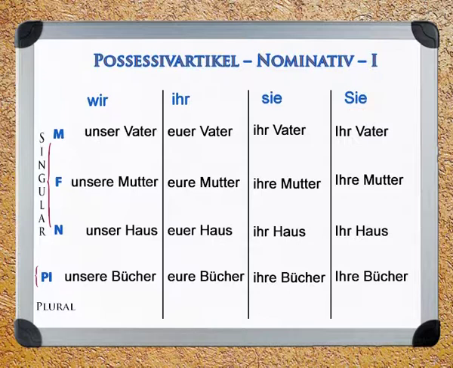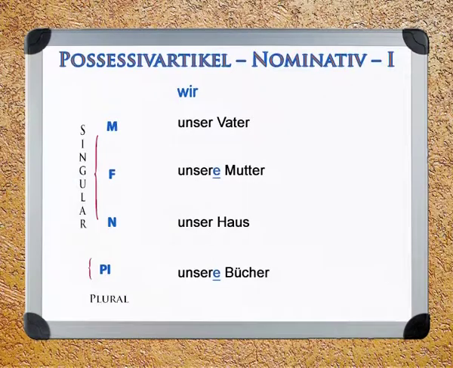However, when you look here, for the pronouns wir, ihr, sie, Sie, there are certain similarities and there are certain new things. Now, let us look at the possessive article for wir. Wir, first person plural pronoun. The possessive article for masculine is unser Vater, unsere Mutter, unser Haus, unsere Bücher.